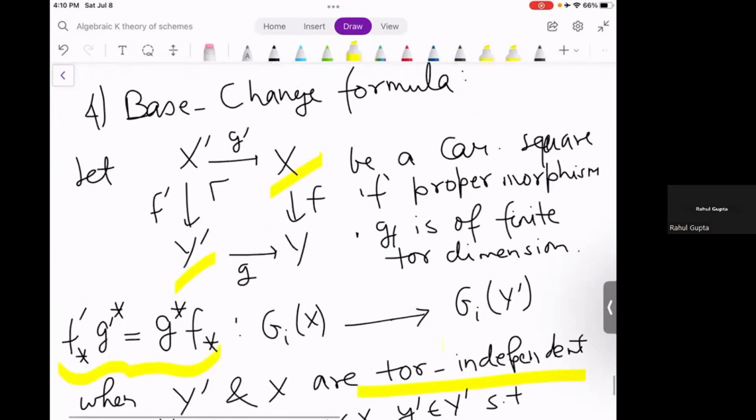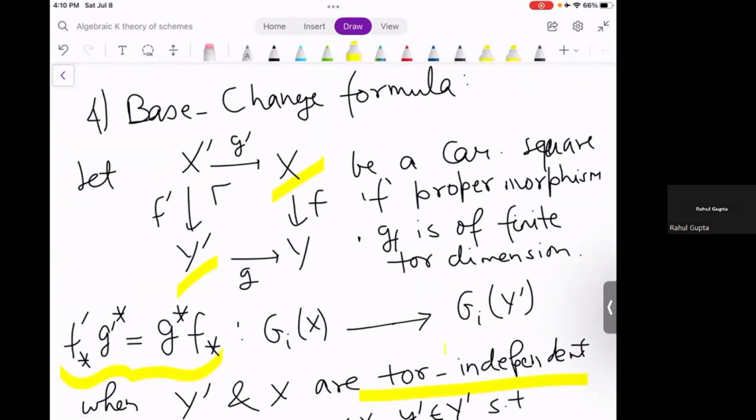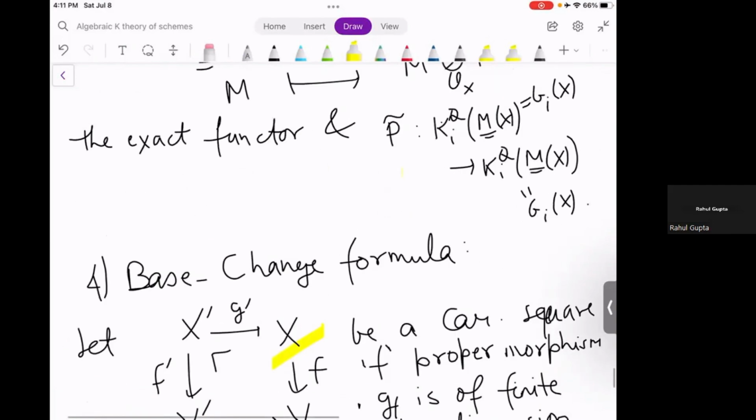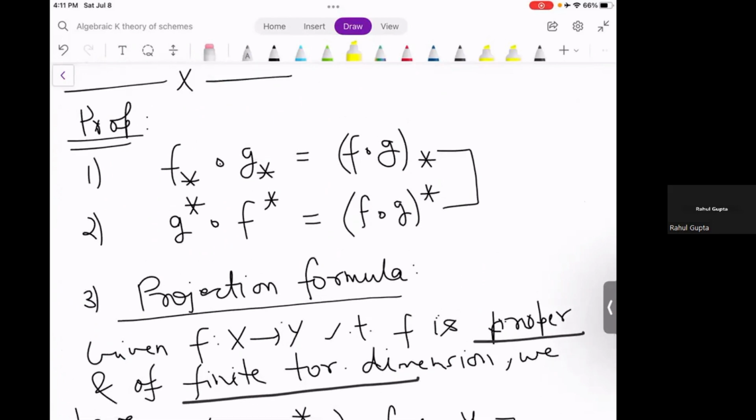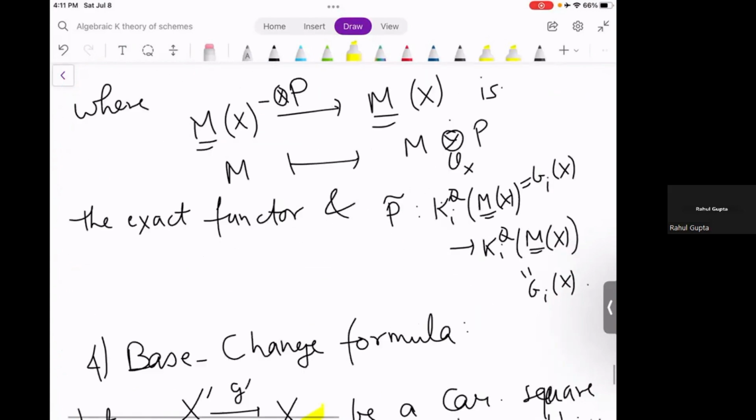These are the kind of conditions which, when you're working with any invariant of schemes, or groups, or a topological space, you can ask: when does the base change formula hold, or when does the projection formula hold, or whether this pullback becomes a functor or not. These are the obvious questions we should ask.